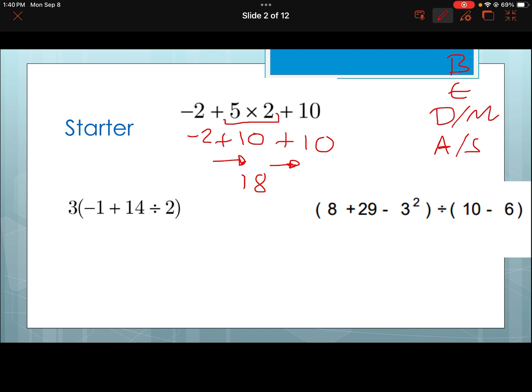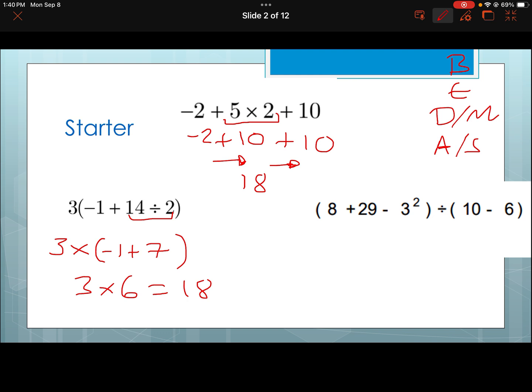For this one, there's brackets and a number. Remember, if a number's next to a bracket, it just means times. So you can quite literally write 3 times and then open the bracket again. Inside the bracket, there's only 2 operations, right? There's a plus and division. And we know we do division first because of BEDMAS. So I'm just going to write -1 plus, and then I'm going to remember 14 divided by 2 is 7. Now it's just -1 plus 7, which is 6. So it's just going to be 3 times 6, which is 18. Look at that, 2 18s in a row.